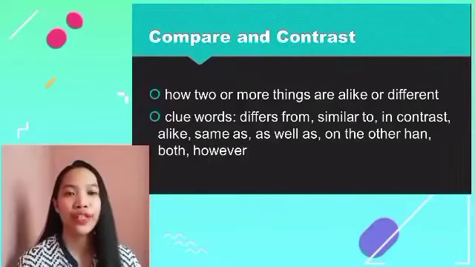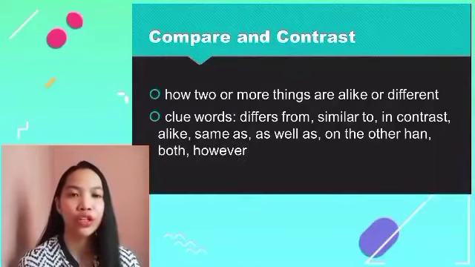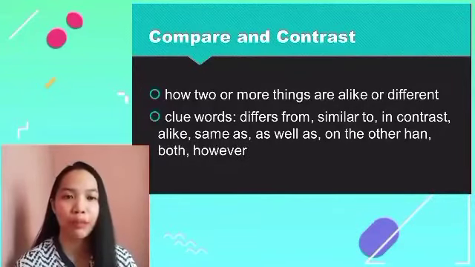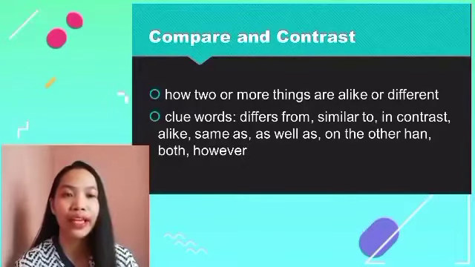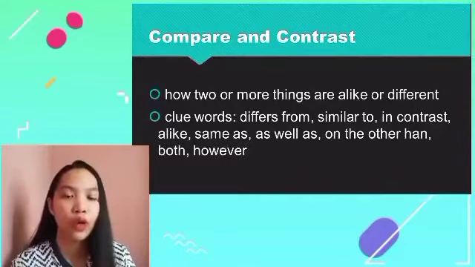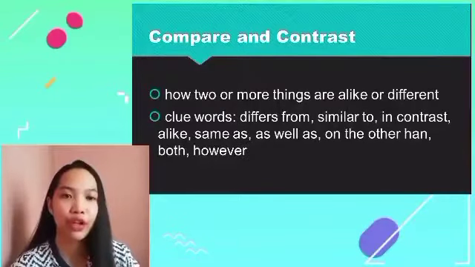When authors use the text structure of compare and contrast, they often use some special clue words to show this text structure. So the examples are differs from, similar to, in contrast, alike, same as, as well as, on the other hand, both, and however. Like what we did earlier, let's observe and analyze this given example. Identify the clue words and answer these following questions.